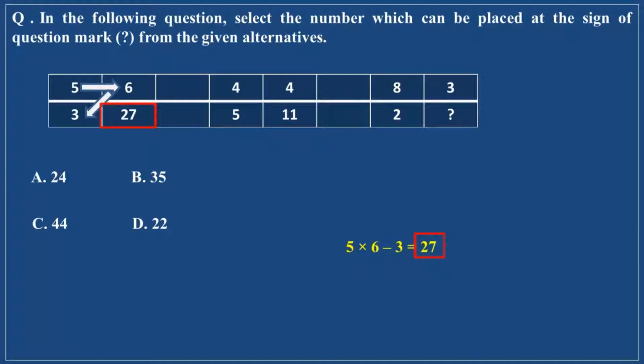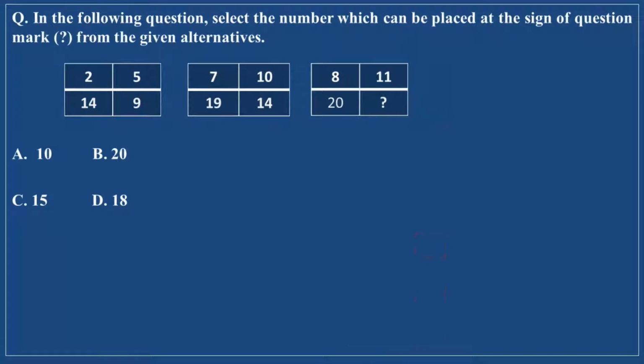27. Similarly, in matrix 2, 4 is multiplied by 4, which is equal to 16, and 5 is subtracted from 16, which is equal to 11. Similarly, in matrix 3, 8 is multiplied by 3, which is equal to 24, and 2 is subtracted from 24, which is equal to 22. Hence, option D is the right answer. Let us proceed to the next question.